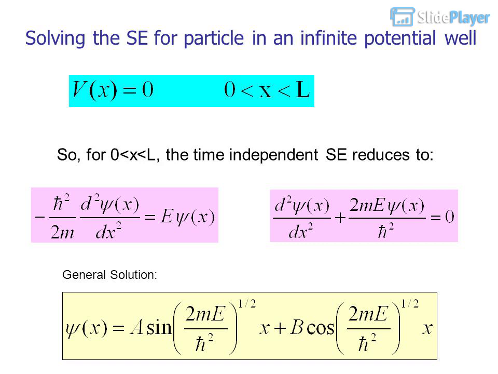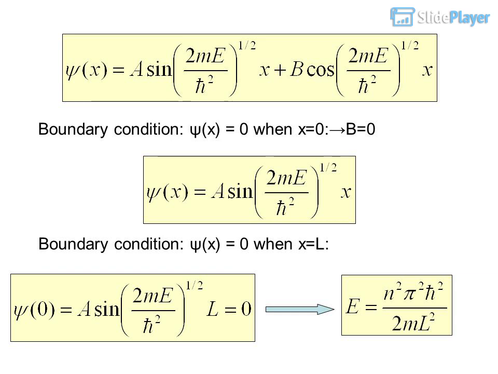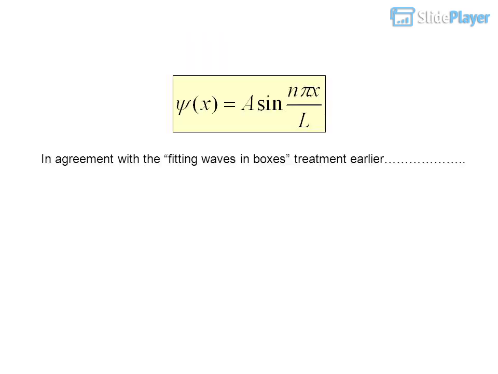Solving the Schrödinger equation for particle in an infinite potential well. So, for 0 less than x less than L, the time-independent Schrödinger equation reduces to the general solution. Boundary condition, psi of x equals 0 when x equals 0, B equals 0. Boundary condition, psi of x equals 0 when x equals L. In agreement with the fitting waves in boxes treatment earlier.